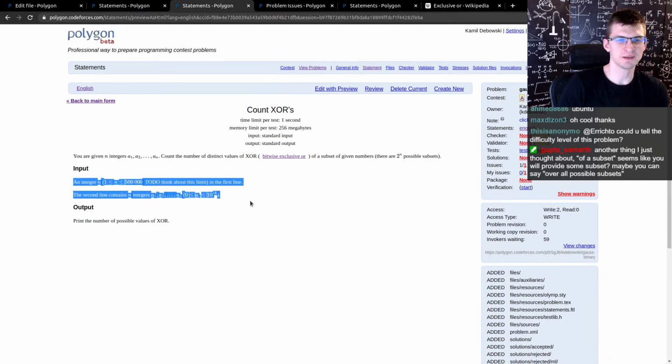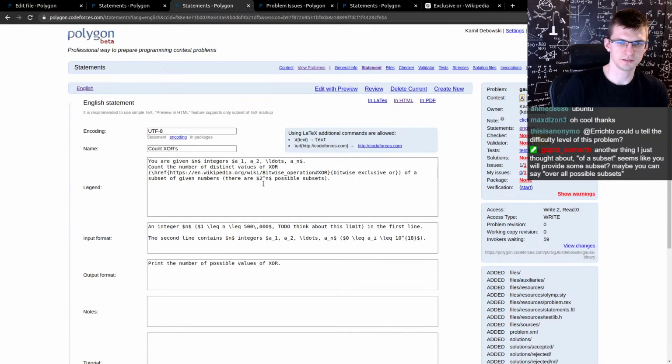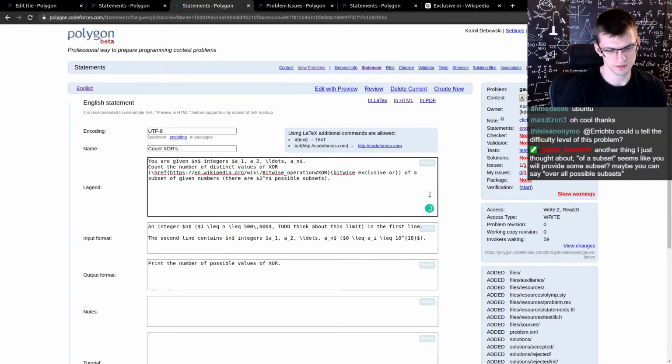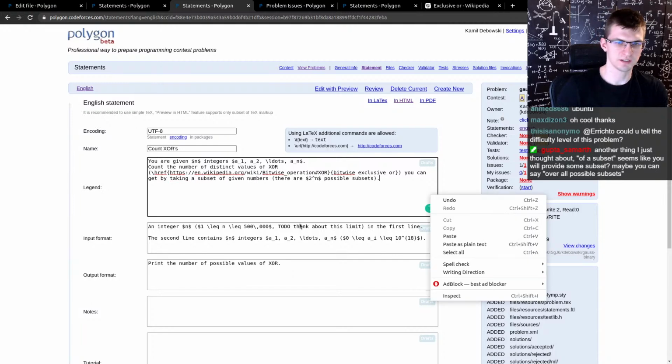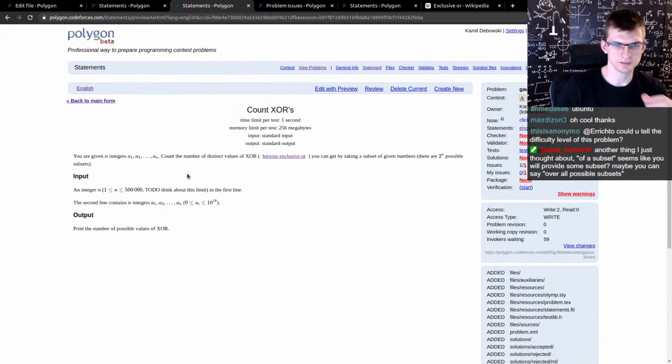Well, but you don't get a subset in the input, right? Count the number of distinct values of XOR. Okay, but distinct values of XOR you can get by taking a subset of given numbers. What about this? Of XOR you can get by taking a subset of given numbers. I think this is better.